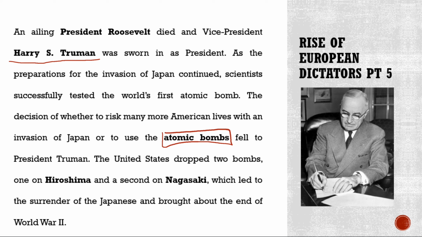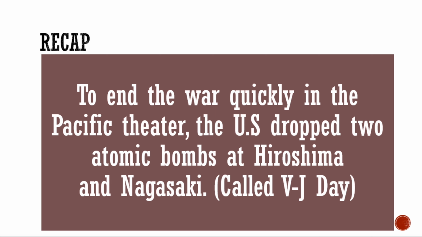The United States dropped two bombs, one on Hiroshima and one on Nagasaki, which led to the surrender of the Japanese and brought about the end of World War II. So the atomic bomb led to the surrender of the Japanese. To end the war quickly in the Pacific Theater, the U.S. dropped two atomic bombs at Hiroshima and Nagasaki, called VJ Day, which means victory in Japan.